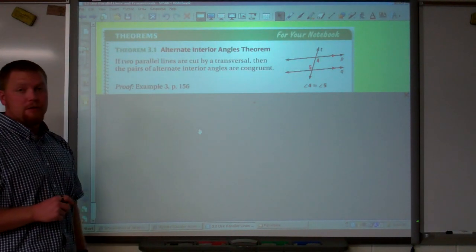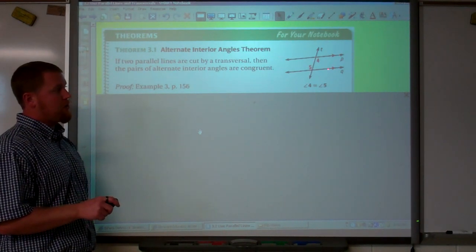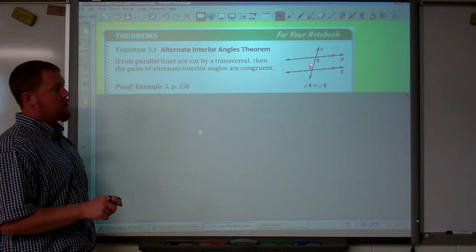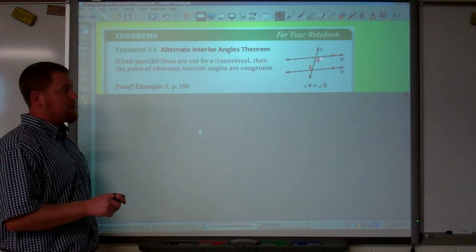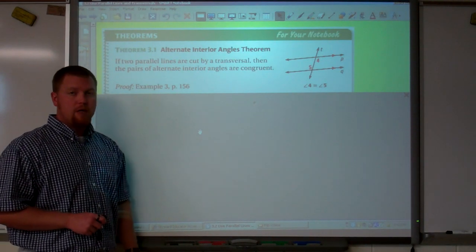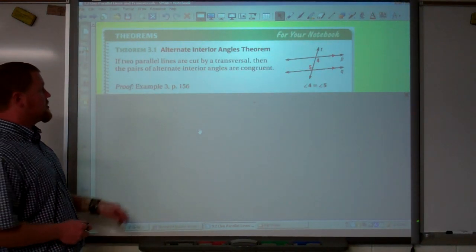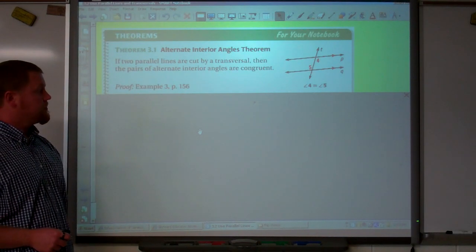Alternate interior angles. Again, how are they affected by parallel lines? Lines P and Q are parallel. Line T is our transversal again. Angles 4 and 5 are alternate interior. Opposite sides of the transversal, they're both interior and they're non-adjacent. So if two parallel lines are cut by a transversal, then the pairs of alternate interior angles are congruent.